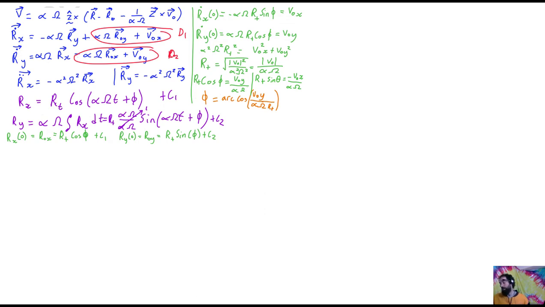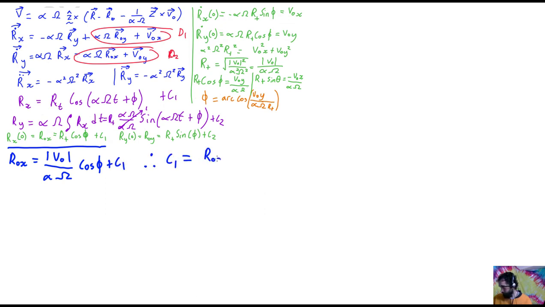So now we can go ahead and find the constants C1 and C2 for Rx and Ry. To do this, let's start with this equation here. And then I'm just going to make our substitution. So rather than writing RT, I'll just write in our expression. And from this, we can get that C1 is just R0x minus V0y over alpha omega. Now, where did I get this from? I used this little trick up here.